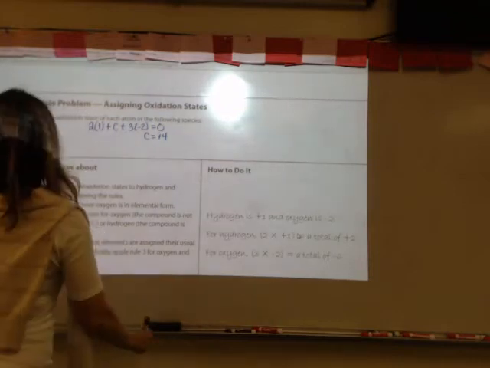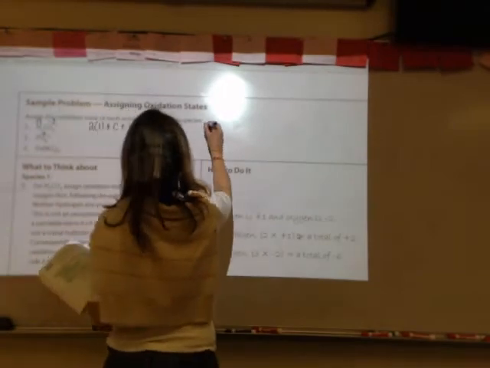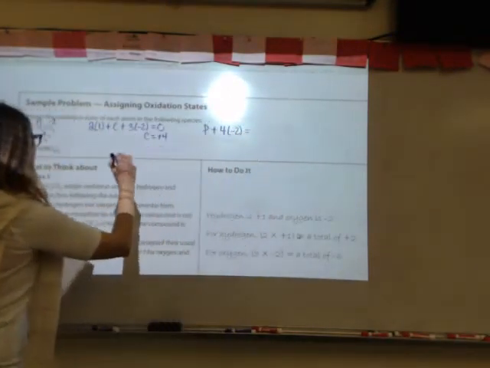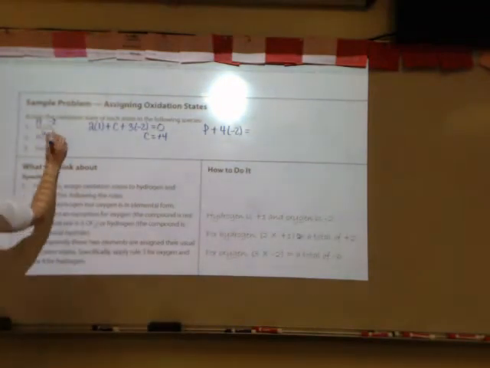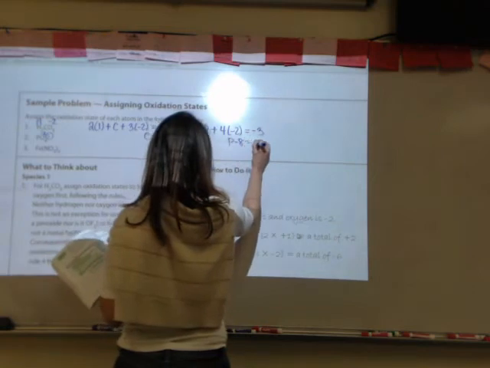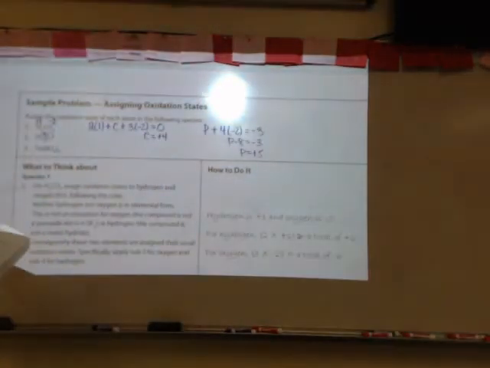For number 2, you know oxygen is a -2. So we're going to calculate phosphorus. So phosphorus plus 4 oxygens at a -2 add up to this overall charge of -3 on the ion. So P minus 8 equals -3. Phosphorus is going to be a +5.